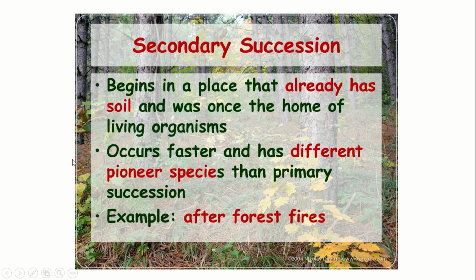Secondary succession begins in a place that already has soil and was once the home of living organisms. It occurs faster and has a different pioneer species than primary succession. When the rate of succession is compared between primary and secondary succession, meaning the time consumed for species of biodiversity to evolve and establish, in the case of secondary succession the time consumed is less compared with primary succession. So the secondary succession rate is faster.